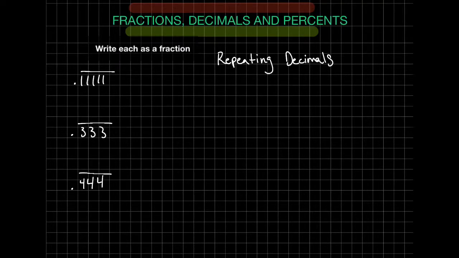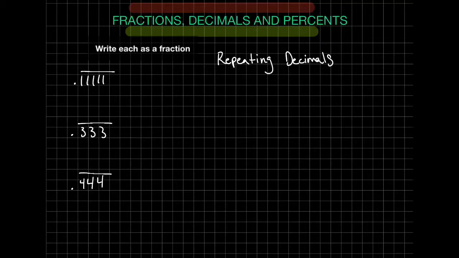Okay, let's do some repeating decimals. So that's when you have repeating decimals. Basically 0.111 repeating, or 0.1 repeating, is just 0.11111, and that just keeps on going forever and ever and ever, right? So that's kind of what your repeating decimals are.